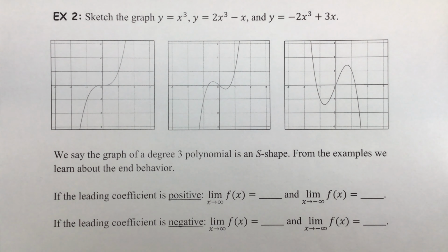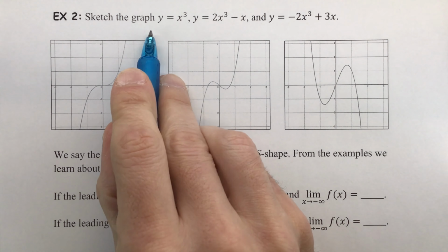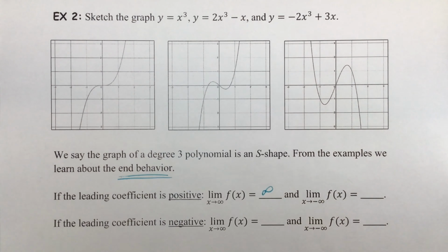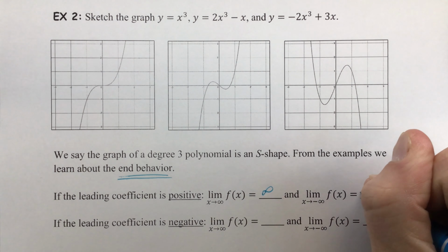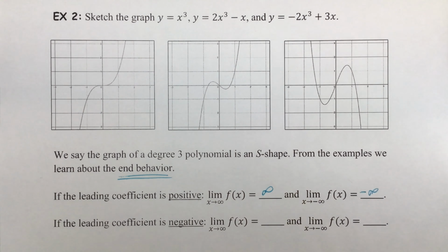If the leading coefficient is positive, such as x cubed, that would just be a positive 1, or 2x cubed with a positive 2, but not this. If the leading coefficient is positive, the limit as x goes to infinity of f of x is going to be infinity. As these graphs go to the right, they continue to move up forever. On the other end, as x approaches negative infinity, as we go to the left forever, the graph is going to head down, which is going to be negative infinity.